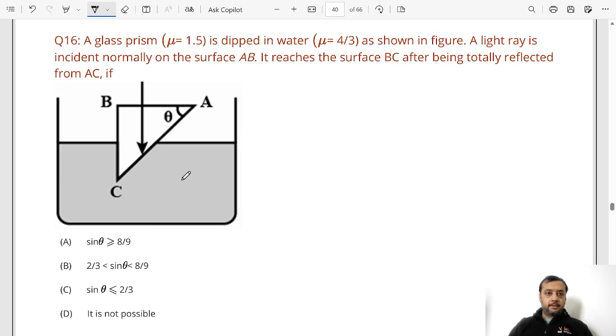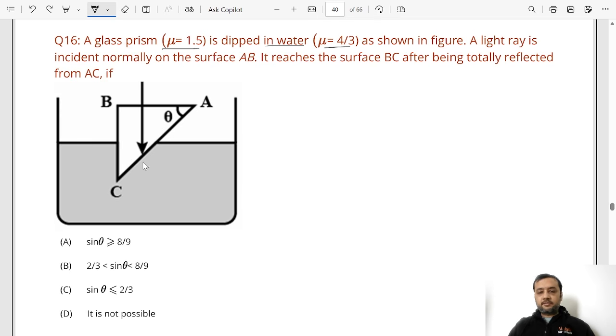Alright. In this question, there is a glass prism whose refractive index is 1.5. It is dipped in water with refractive index 4 by 3. There is a light ray which is incident normally on the face AB. So light ray is coming like this. It reaches the surface BC after getting totally reflected from AC. So basically we have to check out the condition for TIR here.